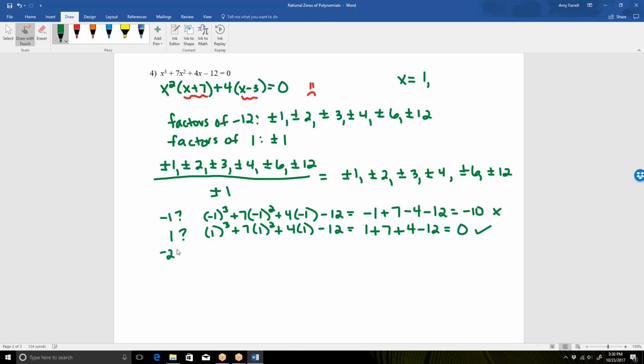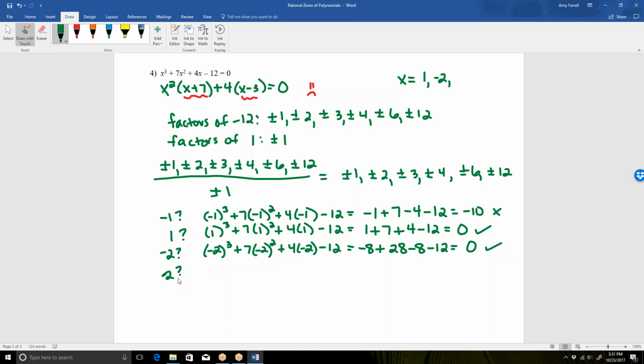So maybe we'll try negative 2. Is negative 2 a solution? So we'll plug in negative 2. And we have negative 8 plus 28 minus 8 minus 12. And this one works. That's nice. Okay, we found another solution, negative 2.